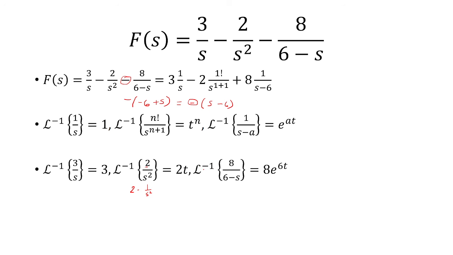And then the inverse Laplace transform of 8 over 6 minus s. Actually, this one should be s minus 6. This is a typo. That's 8 times e to the 6t, because a here is 6. And so finally we could just bring all of these together, and so that will just be 3 minus 2t plus 8 times e to the 6t, and that is my answer.